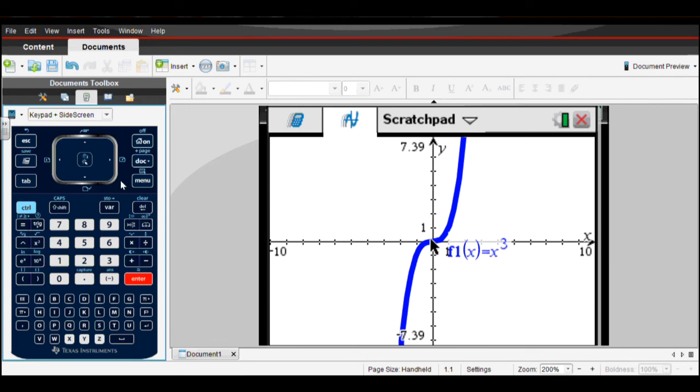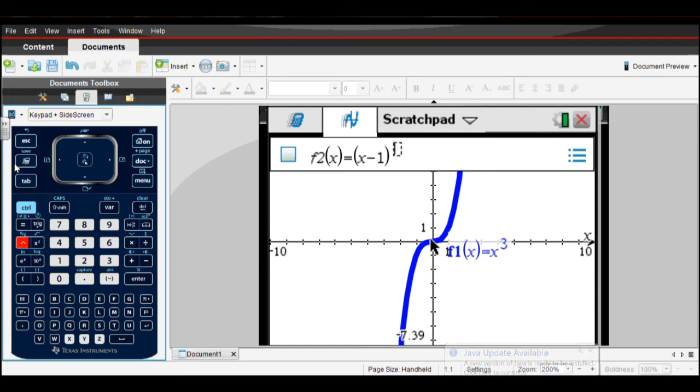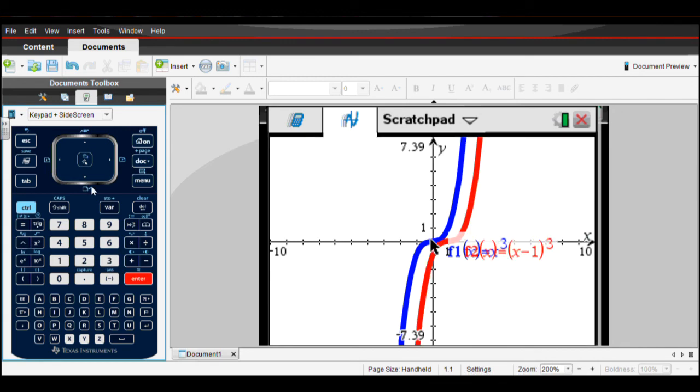Now I'm going to type in the equation that was given to me before. So in parentheses, I see that I have x subtract 1, and my exponent is on the outside of those parentheses. So I'm going to close them. I'm going to hit my exponent key again and 3. Now it looks exactly like I have on my paper, so I will hit enter. And now I have my two graphs. So my parent function was the blue, and the one I just put in was the red.